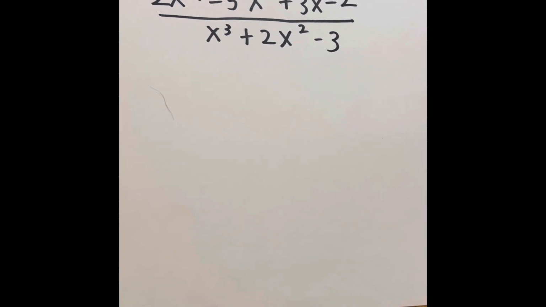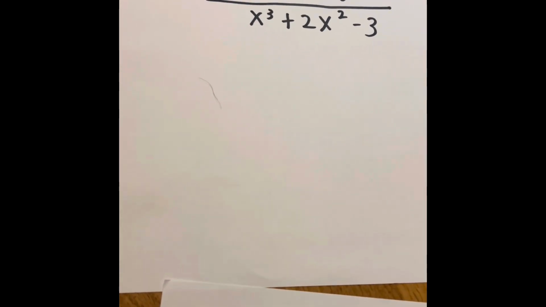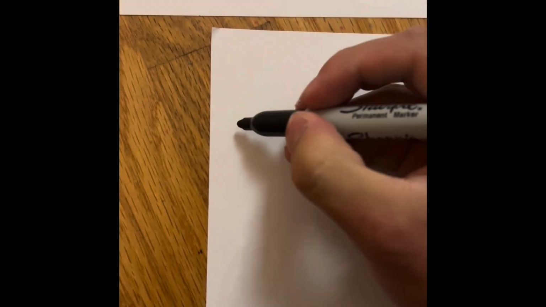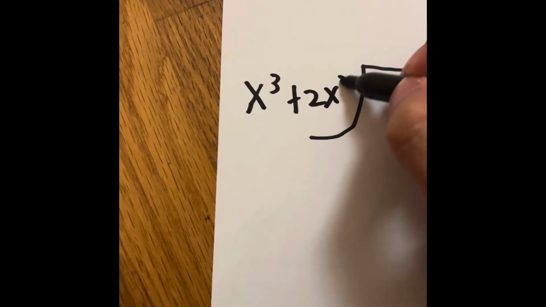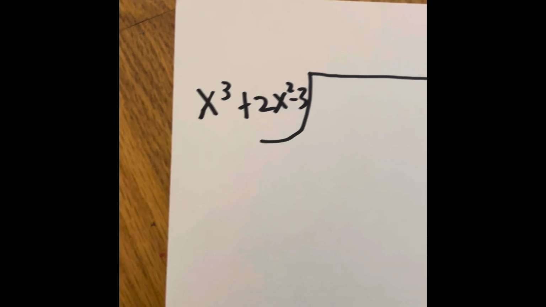We will need this thing right over here. So how do we set it up? Well, going to the problem, we know that the bottom one is going to be x to the power of 3 plus 2x squared minus 3. So that's going to be right here. Minus 3. But what about the top one?